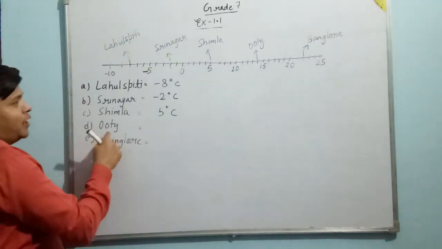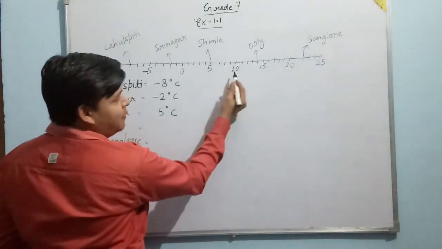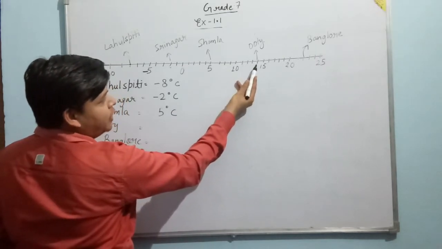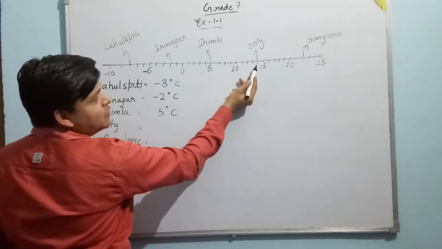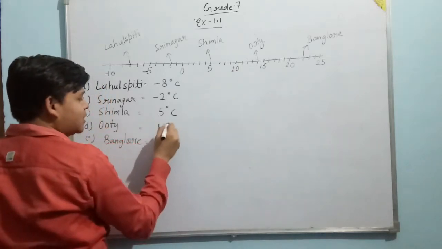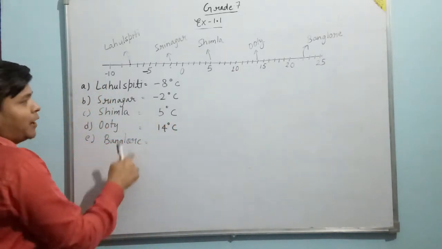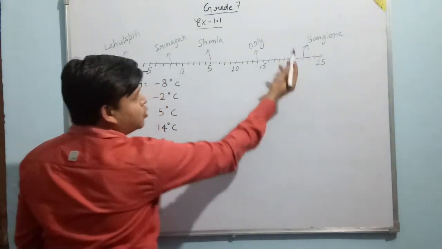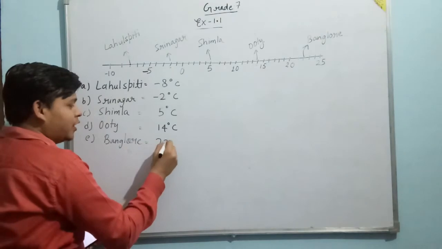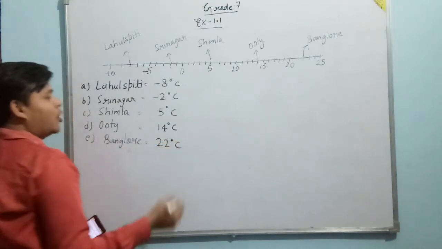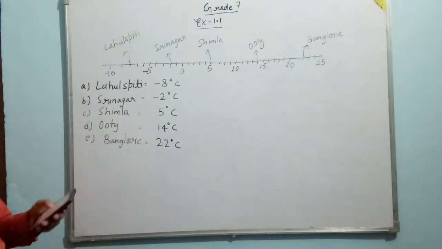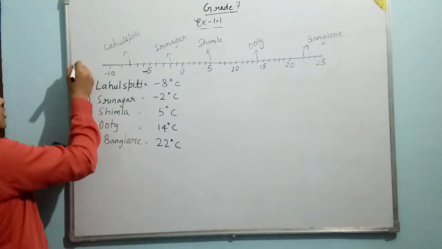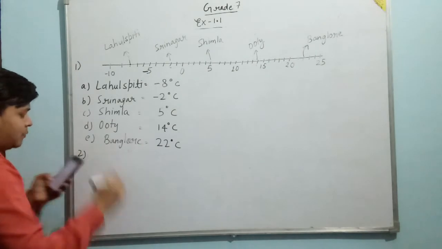Next, Ooty. Similarly, the temperature of Ooty will be this: this is 10, so 11, 12, 13, 14. So the temperature of Ooty is 14 degrees Celsius. Similarly, Bangalore: this one is 20, 21, 22. So the temperature of Bangalore is 22 degrees Celsius. I hope this question is clear to you. So let's move forward to the next question. This was question 1. Now question number 2.